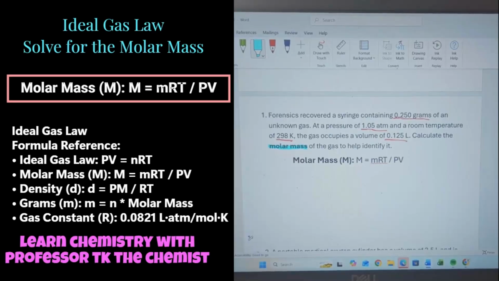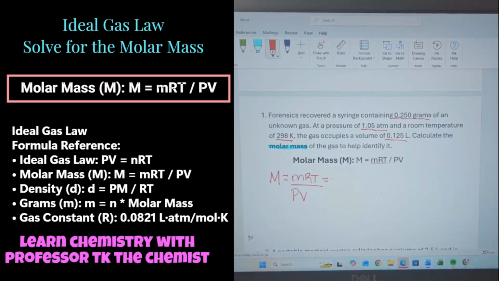All right, so I just gave you everything you need to know in order to solve this problem. The only thing you have to do now is plug in each variable. If your formula here is given, molar mass, that's the big M right there, is the little m for the mass, times R, which is the gas constant, times T, which is the temperature, divided by the pressure and the volume. You just have to plug in each of those numbers, all right?